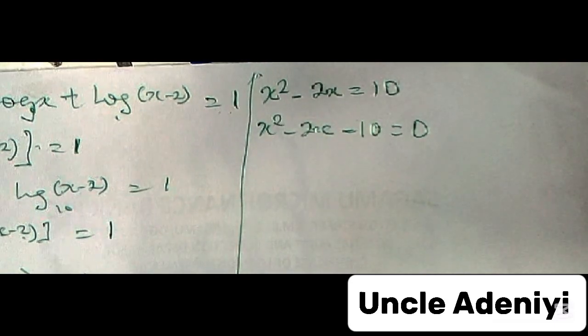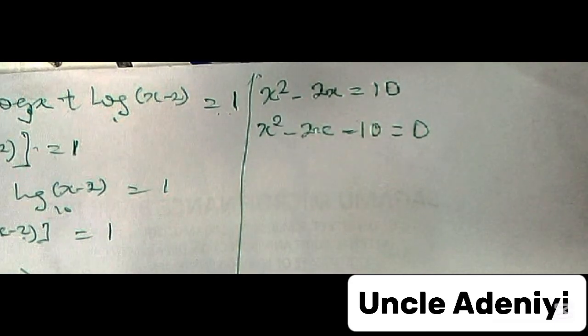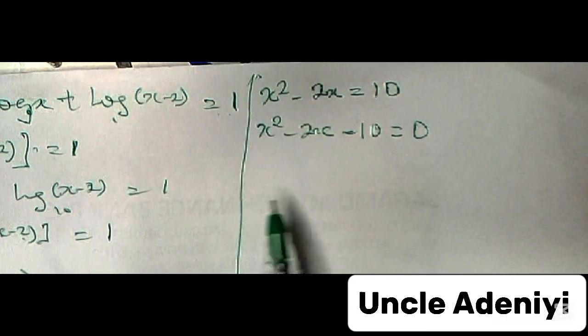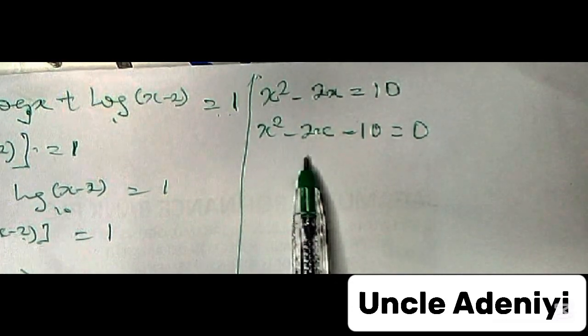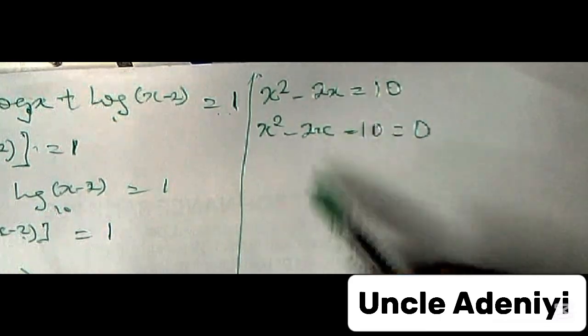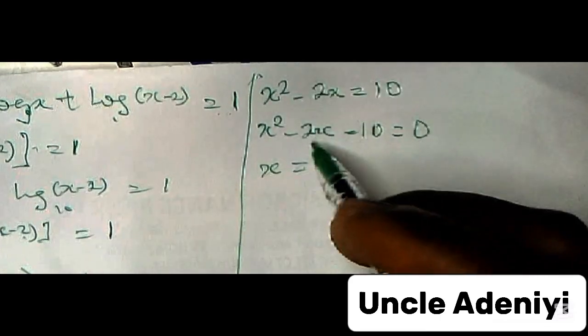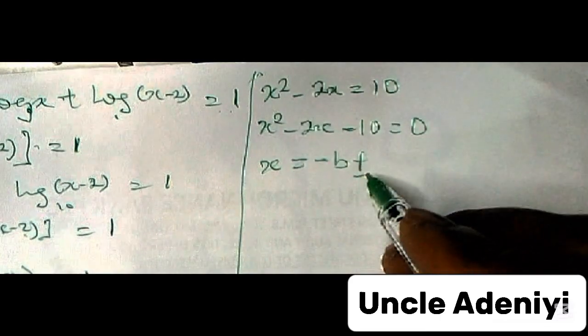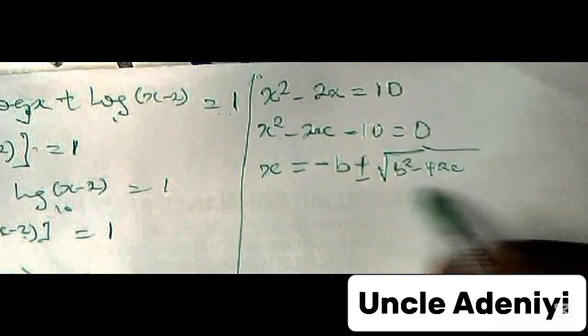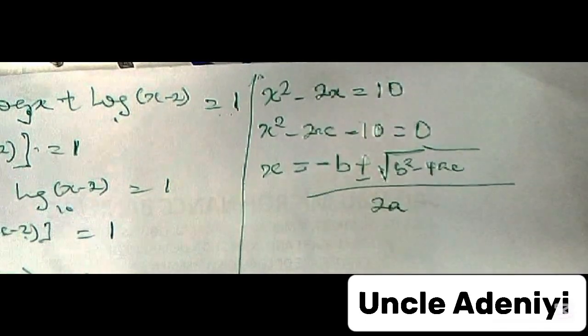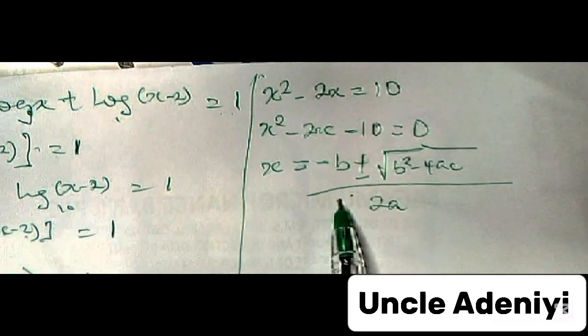Now I want to take it to another level. This is a quadratic equation. Now how are we going to solve this? For this particular question, we are going to use the formula under quadratic equation. We call it the quadratic formula, which is x equals minus b plus or minus square root of b squared minus 4ac, right, over 2a. If you remember your quadratic equation, that is the formula that we use.